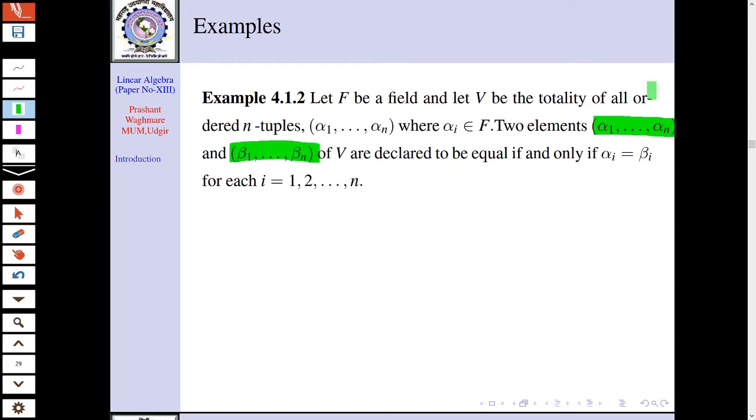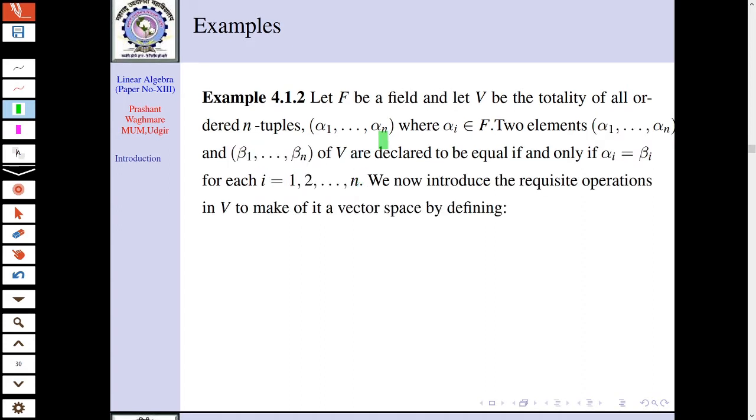When can we say that these two are equal? Whenever alpha 1 is the same as beta 1, alpha 2 is the same as beta 2, and so on, up to alpha n is the same as beta n. That means, in short, alpha i is the same as beta i for all i equal to 1, 2, 3, up to n. That is, two ordered n-tuples are equal whenever their corresponding coordinates are the same.